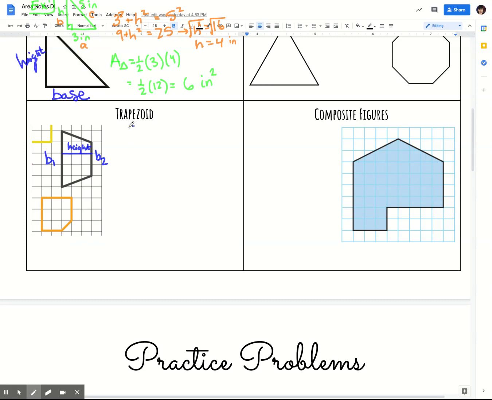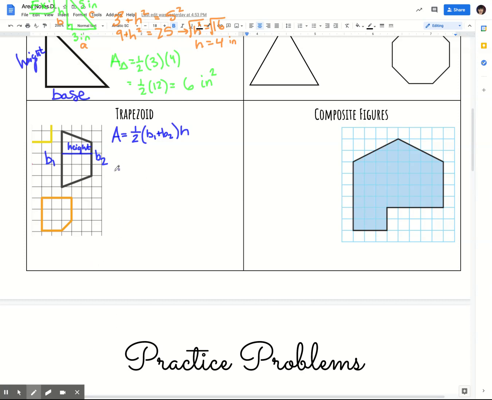Okay, so my formula for a trapezoid is my area of a trapezoid is 1/2 of, I'm going to add the 2 bases together, B1 plus B2, because I need to include them both, times the height. Okay. All right. So let's do a couple of examples here.